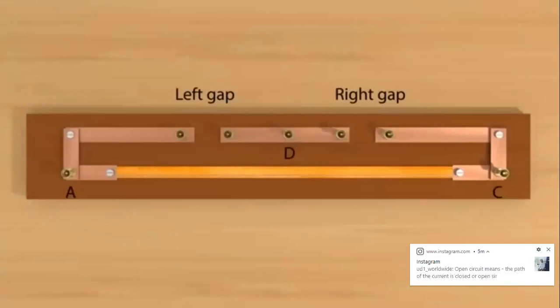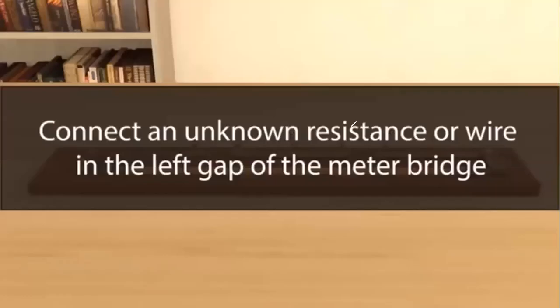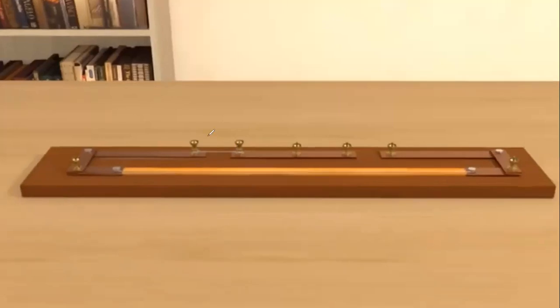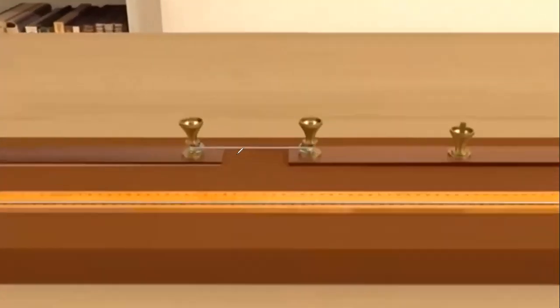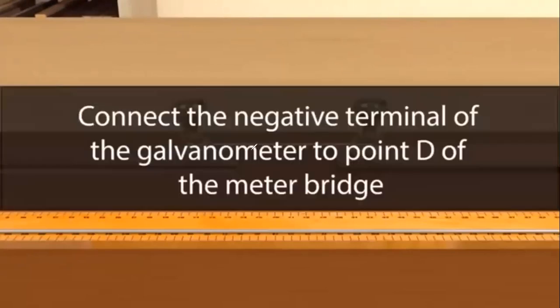So what is this? A meter bridge. It has two gaps, the left gap and the right gap. Connect an unknown resistance or wire in the left gap of the meter bridge. So what is this? Left gap. A wire of unknown resistance is connected across the left gap of the meter bridge.